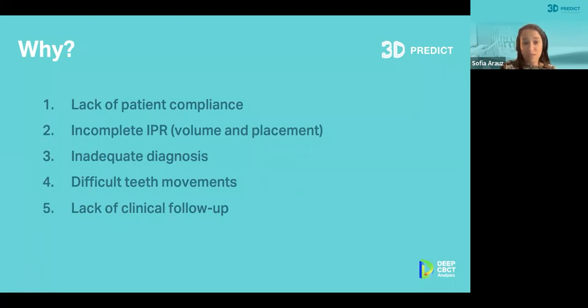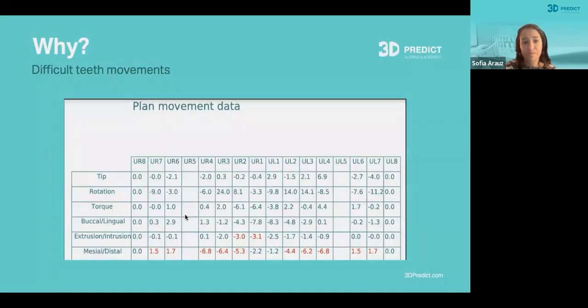Inadequate diagnosis, obviously. If you were not taking correct pictures from the beginning, or your staff was not taking great scans, obviously refinements might be needed. Difficulty in movements, I'm going to show you that in a second, and lack of clinical follow-up. So I'm going to touch on difficulty of movements right away because I feel like the first three points were already addressed.